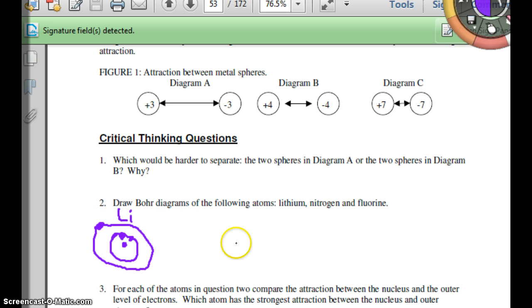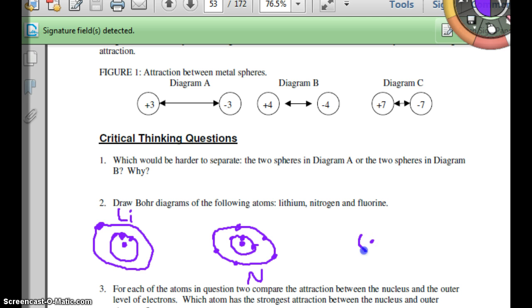The next one is nitrogen. You have 7 electrons to distribute, so you've got your nucleus in the middle, 2 electrons in the first energy level, and then you should have 5 left to put in the next one. 1, 2, 3, 4, and 5. And this is nitrogen. And then our next one is fluorine.